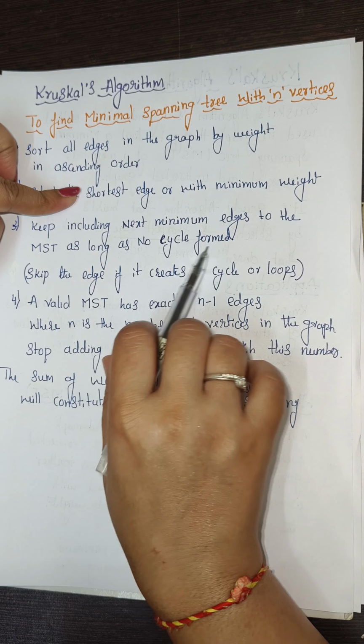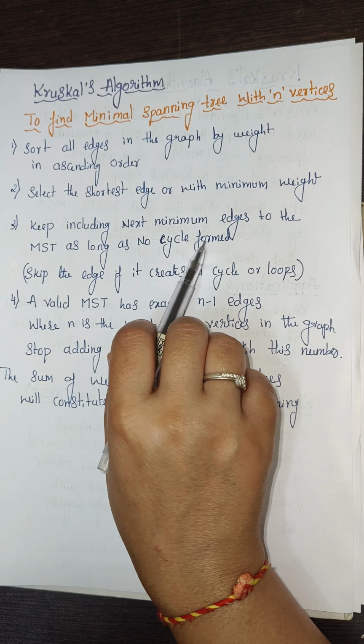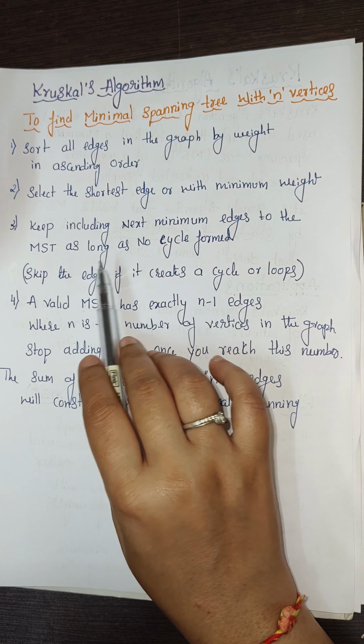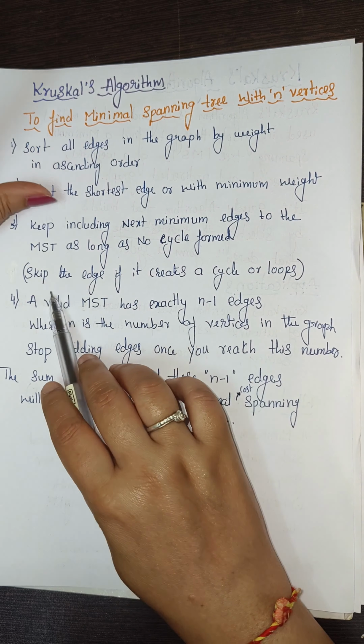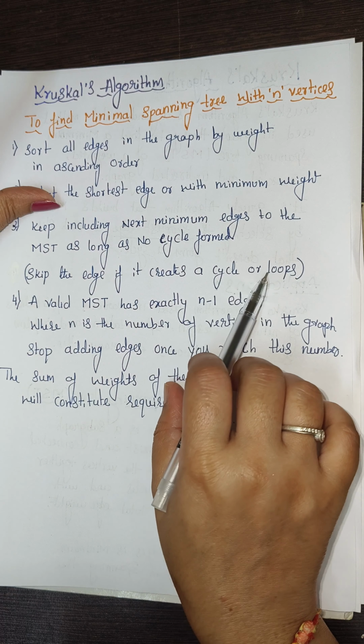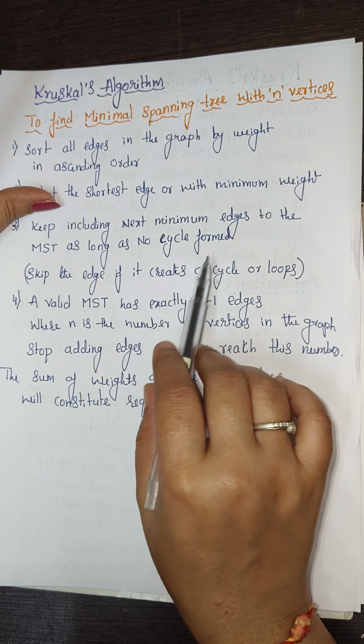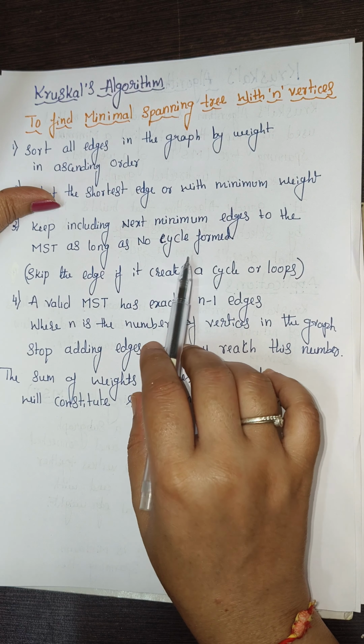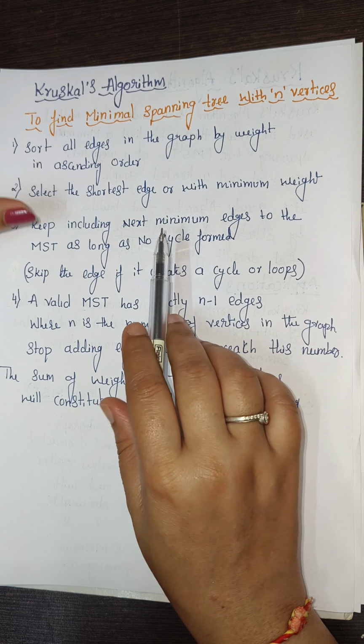It should not form a cycle. And see here, if a cycle is forming, we need to skip that edge. Skip the edge if it creates a cycle or loops. If any edge is creating any cycle or loops, we need to skip that edge. Okay, that is the third step.